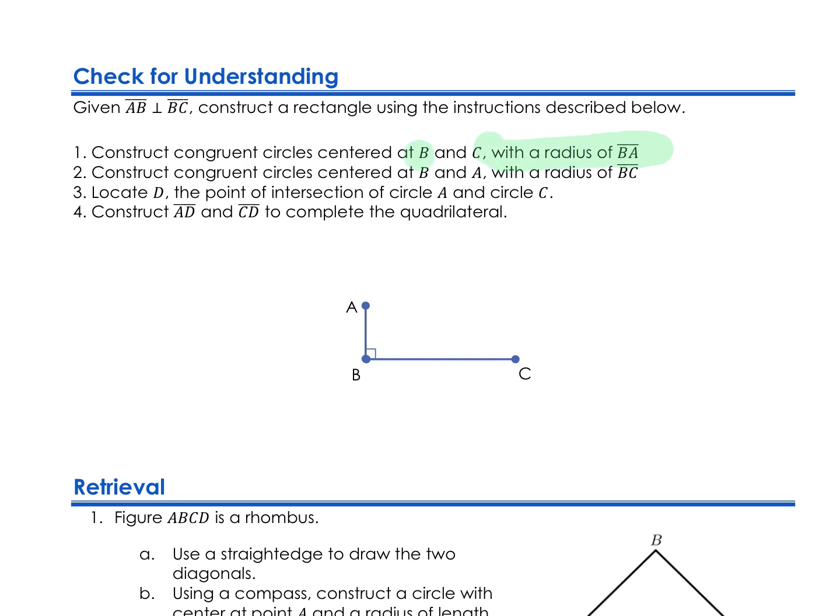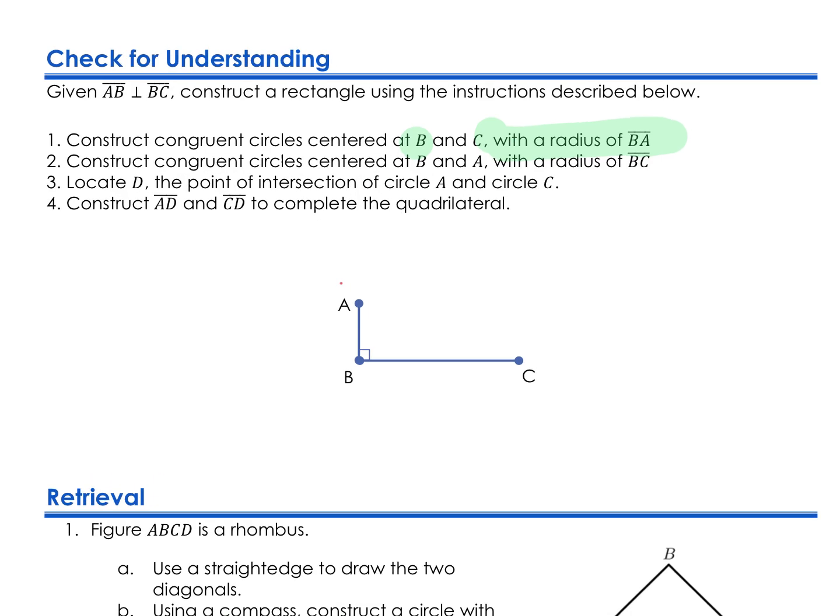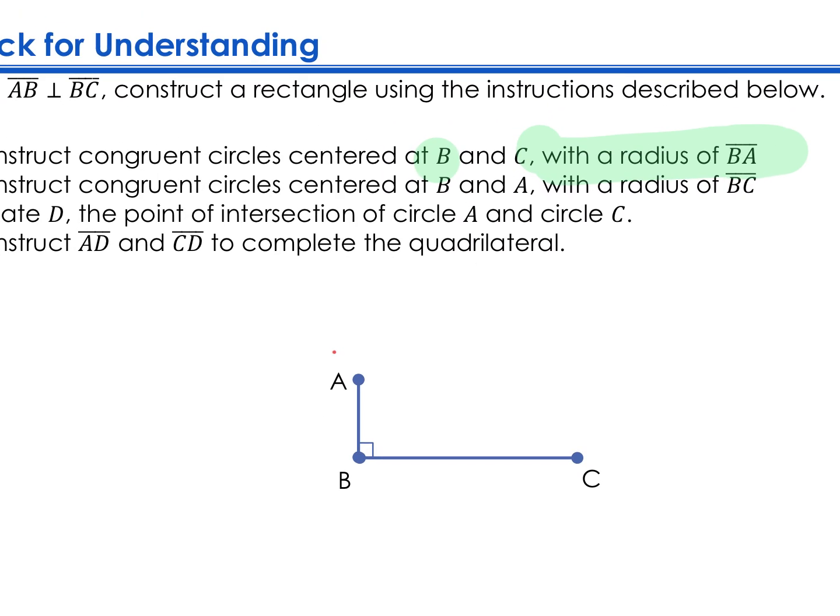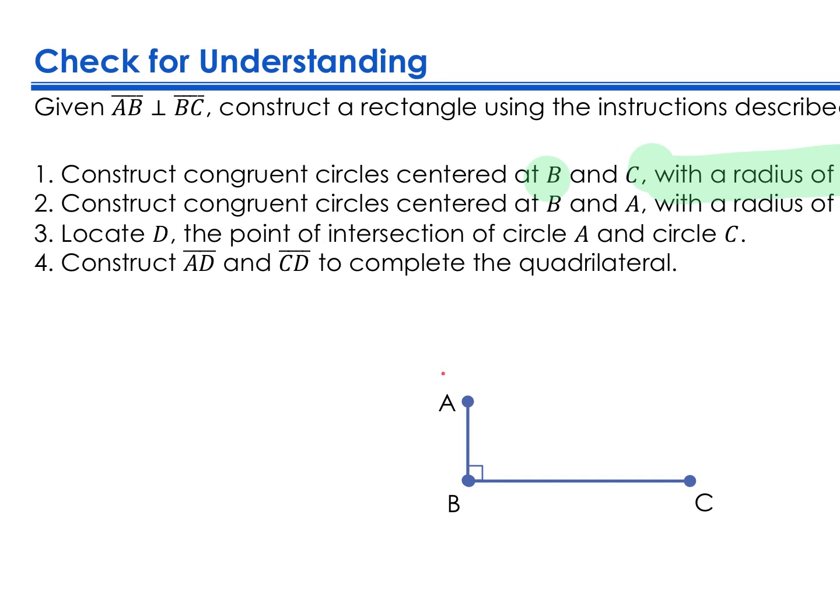So we're going to open our compass up to the length BA, okay? And it gets tricky sometimes when it's small. Let me zoom this in a little bit, okay? There we go. So we open our compass up to that distance, okay? And let's put a circle centered at B and C. Let's try that again. Made a mess there. So we get a circle at B and C with the radius AB like this.